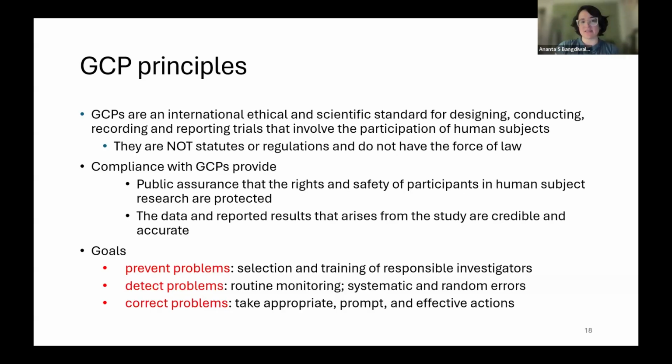Compliance with good clinical practices, what do they do for us? They provide public assurance that the rights and safety of participants are going to be protected, and that the data and reported results are credible and accurate. And I just want to point out at this point, one of the things that comes up a lot in clinical trials is that we're focusing both on the integrity of the way we treat humans, and we're also considering the integrity of our data. Both of those things are very important in our trials.